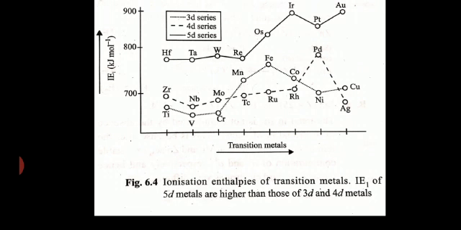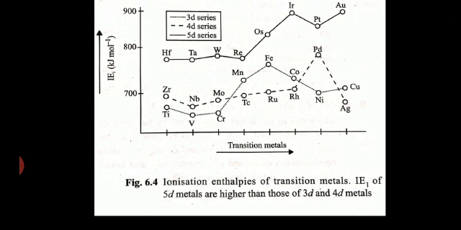The first ionization enthalpy of the elements of the third transition series is higher than that of the elements of the first and second transition series. That is, the 5D series elements are quite higher than the 4D and 3D series. You can see it there. Clear? The smaller the sum of all the ionization enthalpies needed for a transition metal to attain a particular oxidation state, the greater is the stability of the compound of that metal in that particular oxidation state.